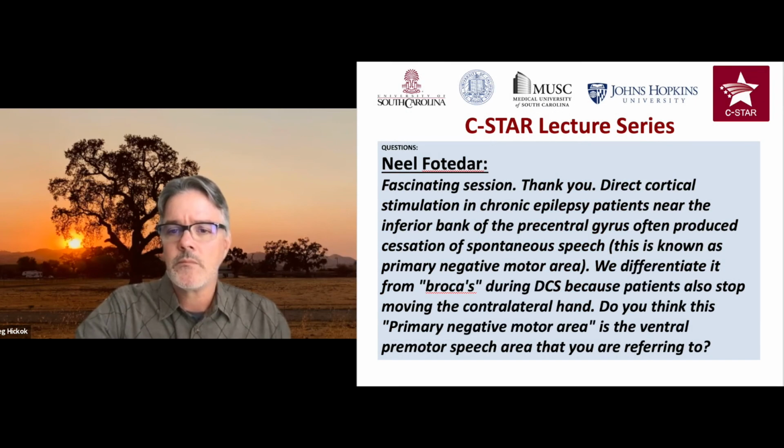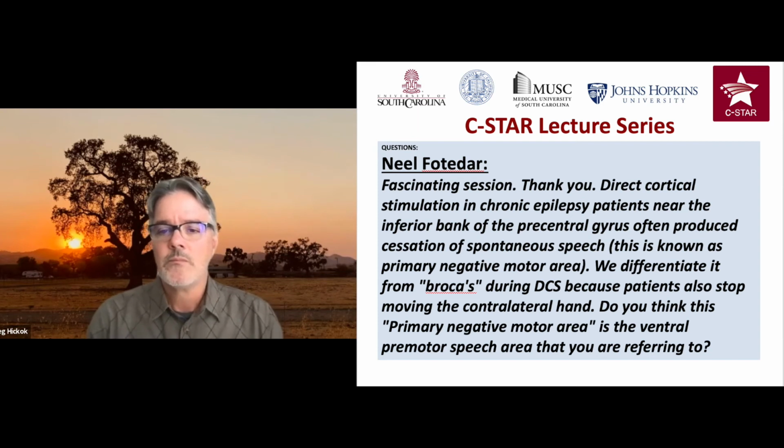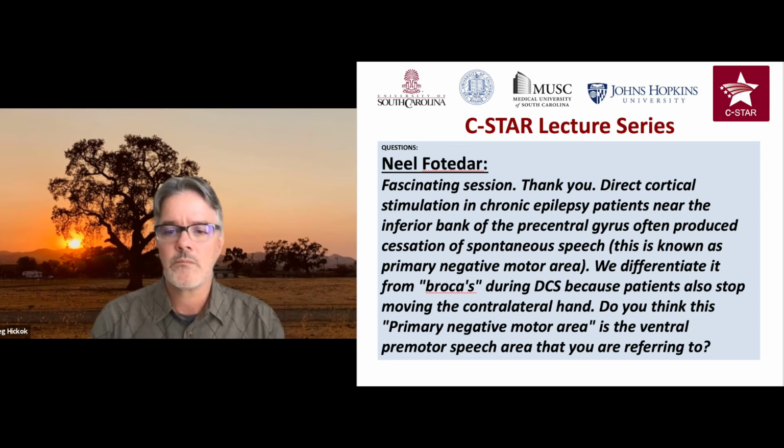And we have a question from Neil Fotidar. I'm not entirely sure, sorry. Fascinating session, thank you. Direct cortical stimulation in chronic epilepsy patients near the inferior bank of the precentral gyrus often produce cessation of spontaneous speech. This is known as primary negative motor area. We differentiate it from Broca's during DCS because patients also stop moving the contralateral hand. Do you think this primary negative motor area is the ventral premotor speech area that you are referring to?